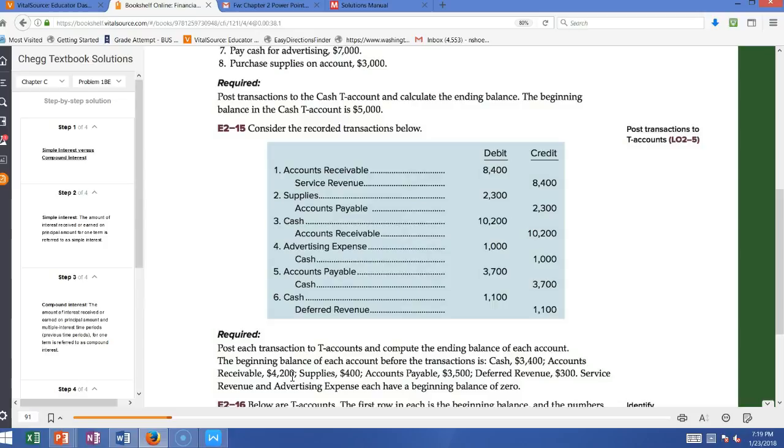A debit of $4,200. What about supplies? What is that? An asset, debit of $400. Accounts payable, a liability, a credit balance.